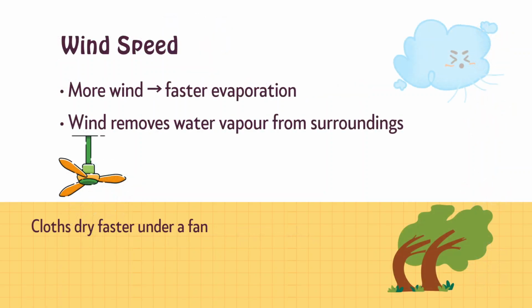The next factor is wind speed. More wind means faster evaporation. Wind removes water vapor from the surroundings, so we can observe that clothes dry faster under a fan.